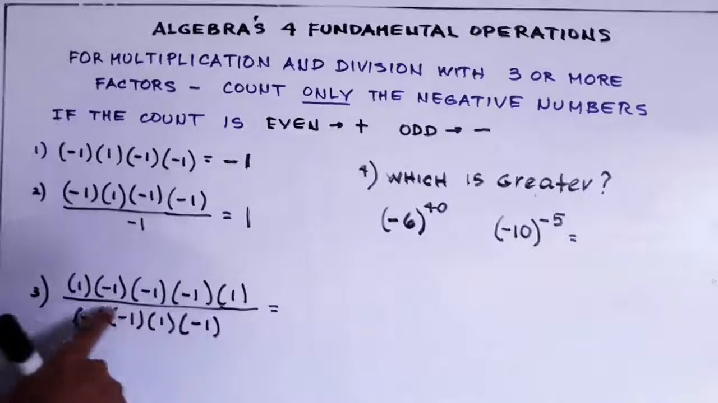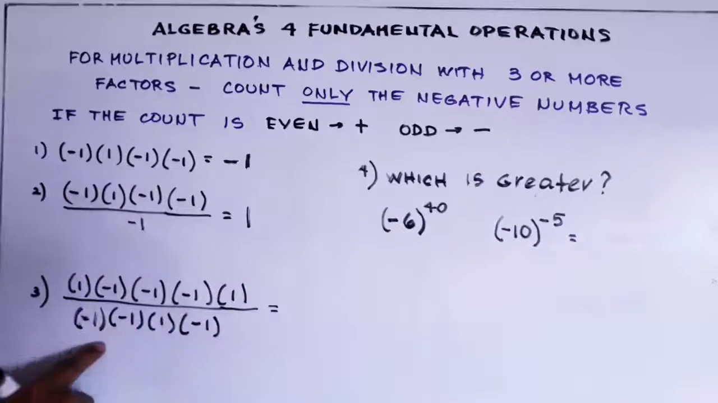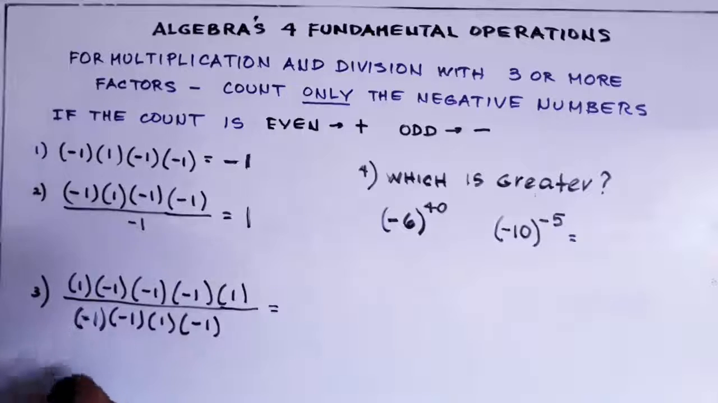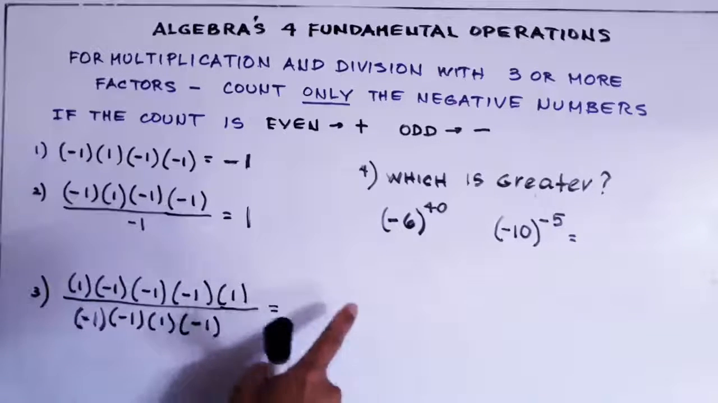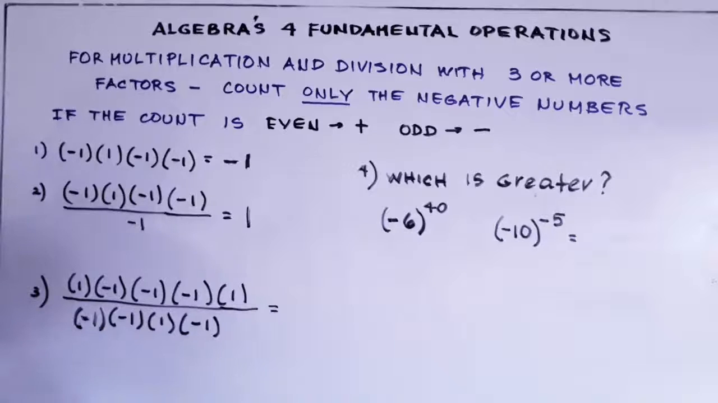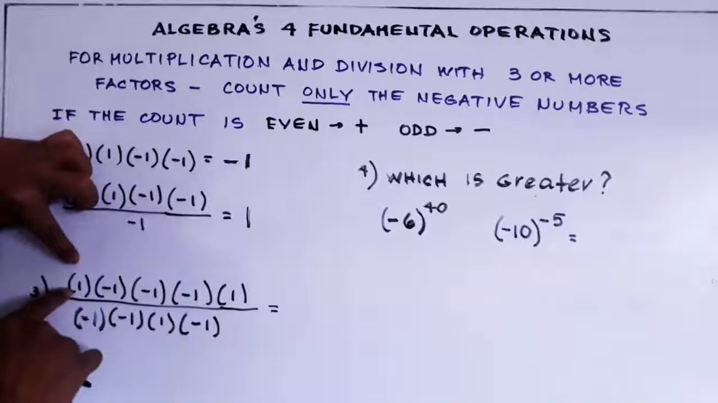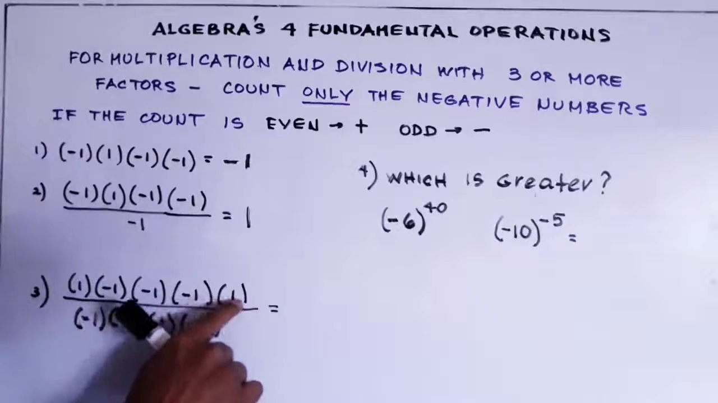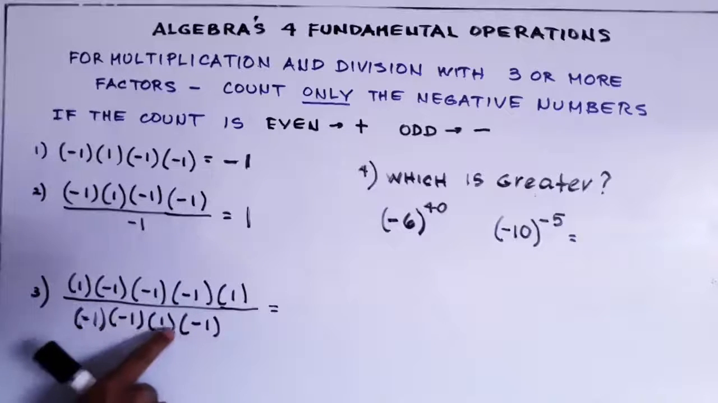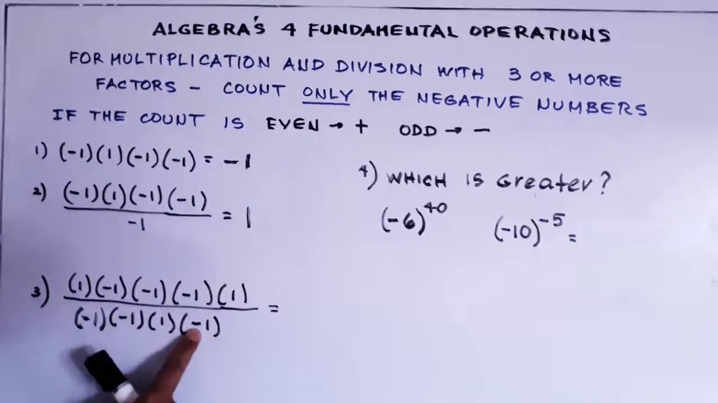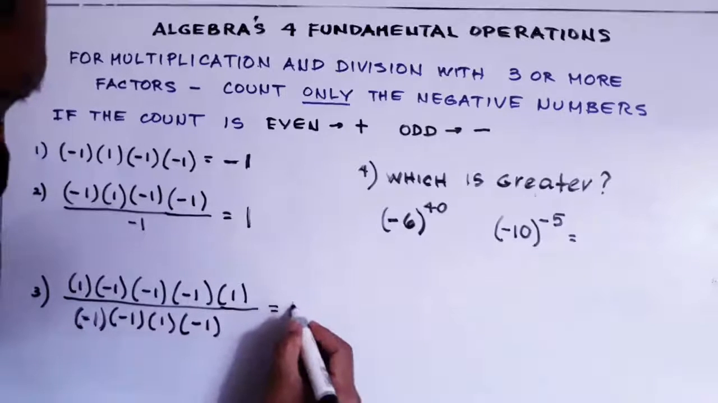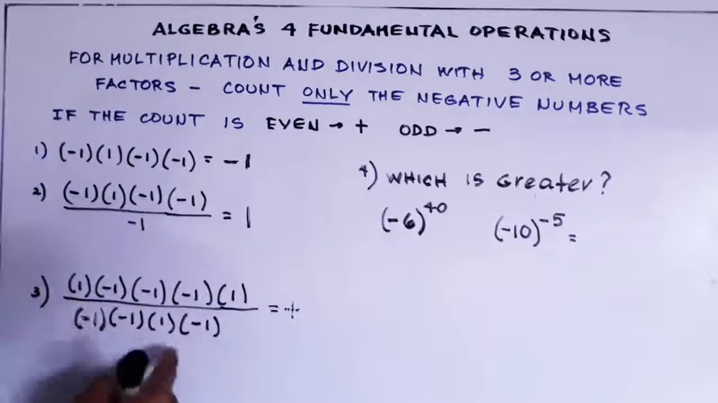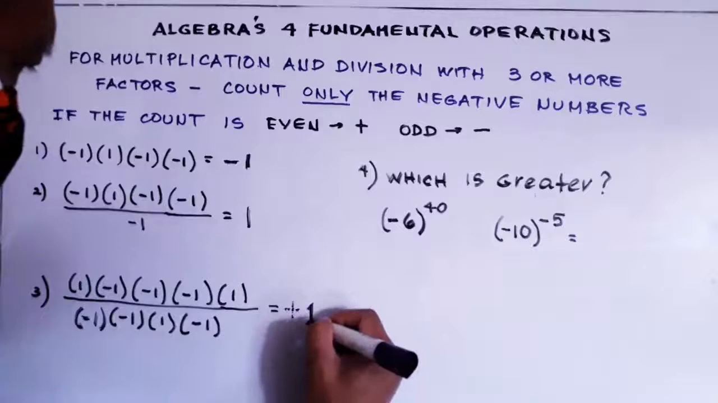Number 3, we have multiplication above, and below we have multiplication also. But because of this bar, this is division. It's just like a quotient. The final answer is a quotient. And what's the sign? We count the number of negatives only. Here, we don't count this one because this one is positive. We count this one: 1, 2, 3, 4, 5, and 6. And what is 6? 6 is an even number. Therefore, our sign here will be positive. And 1 times 1 times 1 times 1 divided by 1 times 1 over 1 is simply 1.